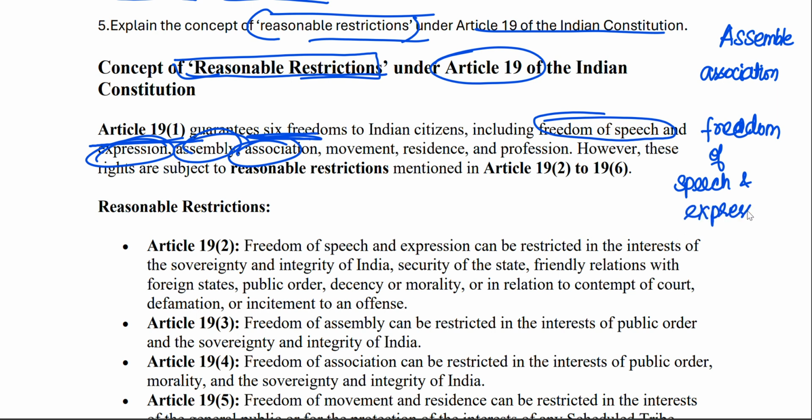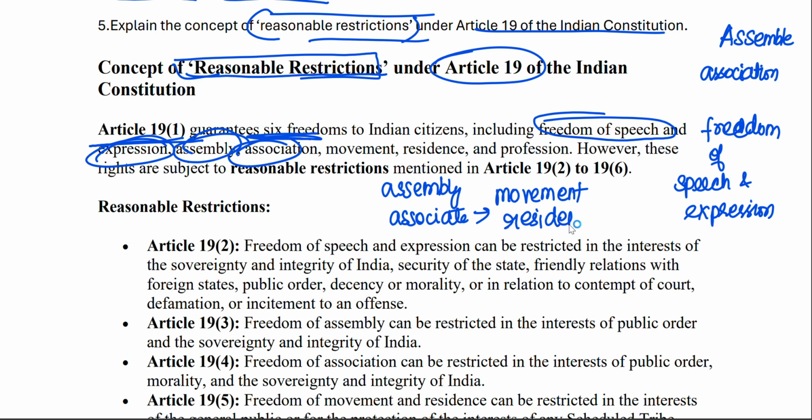Expression. Then we are going to assemble. Then we are going to associate with each other and we start to move. Associate, and when we are moving, we need to reside at some place and we need to have certain profession also. Residence, profession. So, the freedom of speech and expression.